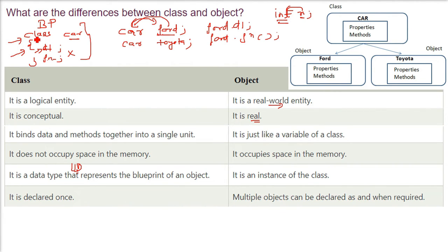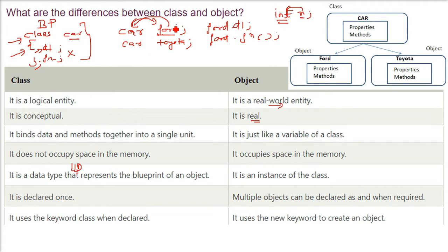The class, you just have to declare once. Make a class one time, and then you can create millions of objects. These millions of objects can be declared and used as and when required. The objects are only limited by the memory and resources.